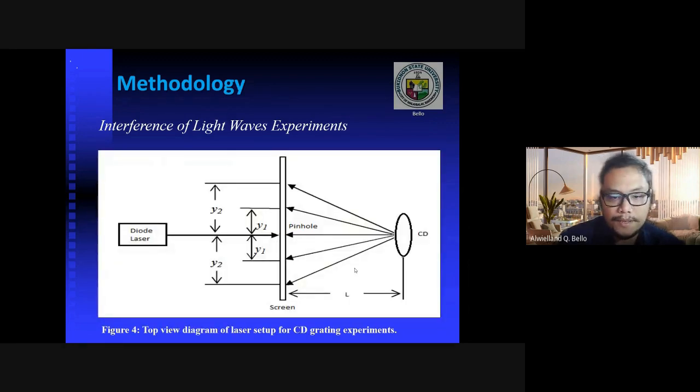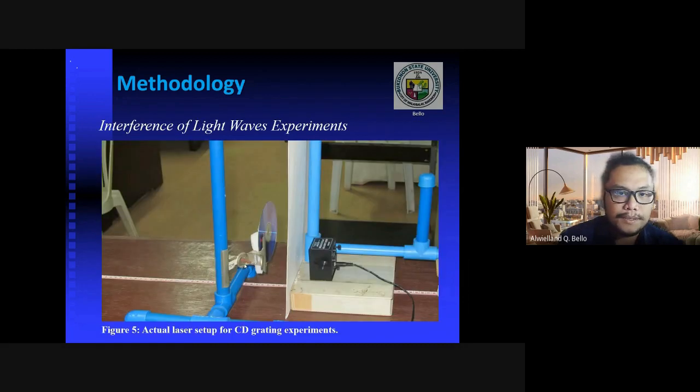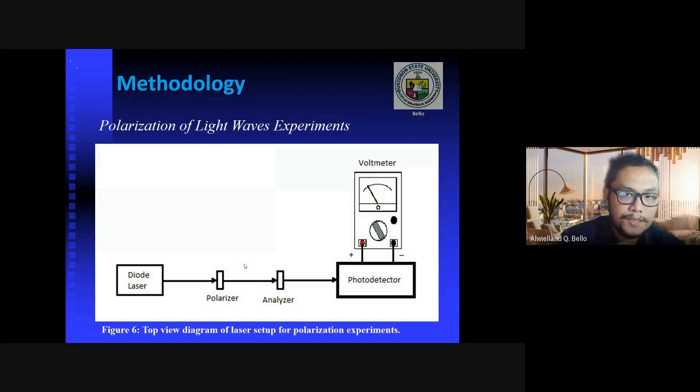Now, we also have a CD grating experiment using a CDR as depicted in Figure 4. This one is the actual setup in Figure 5. And for the polarization of light waves in Figure 6, we have the diode laser, a polarizer, another analyzer, and a photodetector connected to a voltmeter.